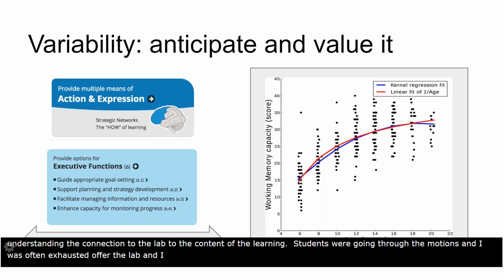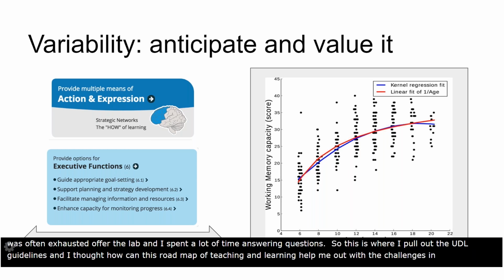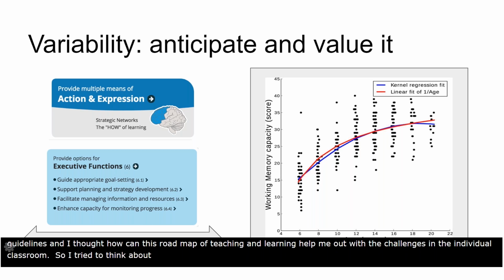So this is where I pulled out the UDL guidelines. And you know, UDL is like a roadmap. And I thought, okay, how can this roadmap of teaching and learning help me out with this challenge that I'm facing in my individual classroom? So I looked at all the UDL guidelines and tried to think about, okay, which guideline is most describing this problem, this opportunity that I have in my teaching and learning.